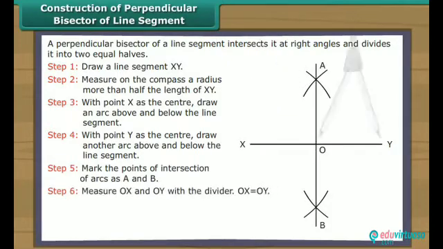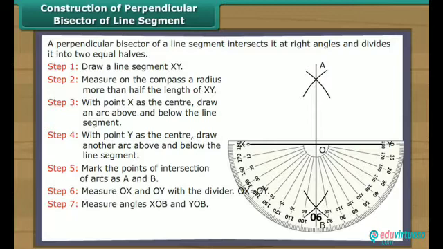Measure OX and OY with the divider. OX is equal to OY. Measure angles XOB and YOB. Angle XOB is equal to angle YOB is equal to 90 degrees.